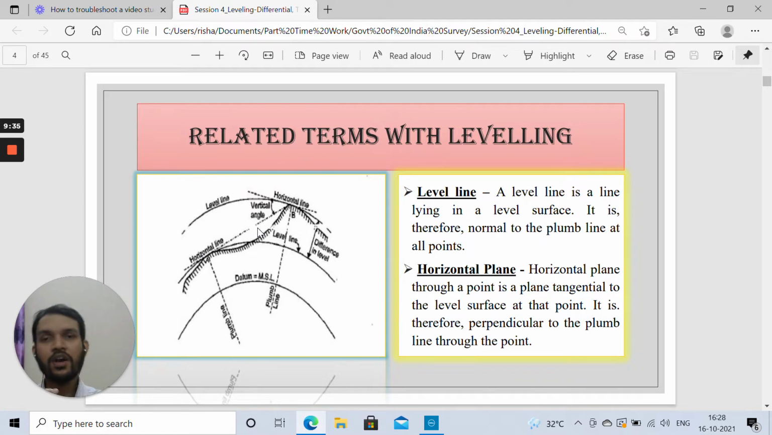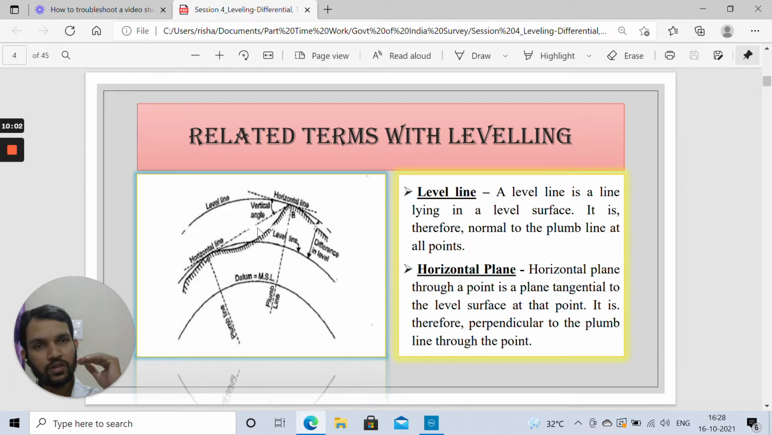If we are talking about horizontal line, then it should be parallel to the level line at that particular point. And if we are talking about horizontal surface, then it should be with reference to which point we are talking about the horizontal surface, means at that particular station where our instrument is located, from where we are starting to conduct the survey. With reference to that point we are talking about the horizontal plane or horizontal line. So it should be tangential to that particular point on the earth surface.